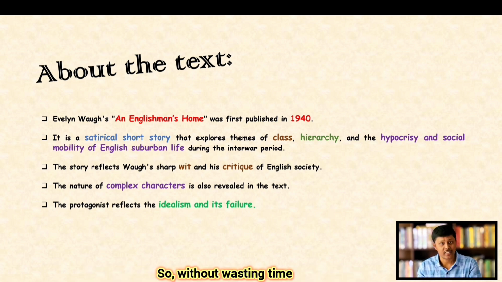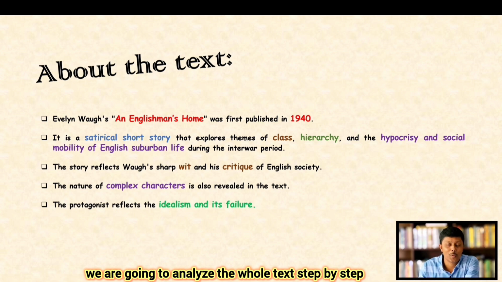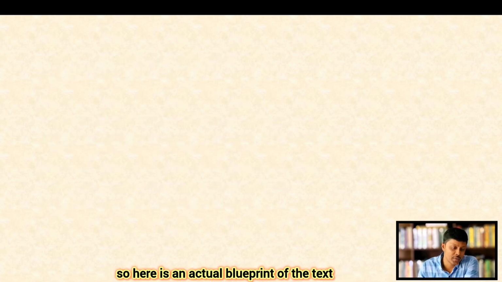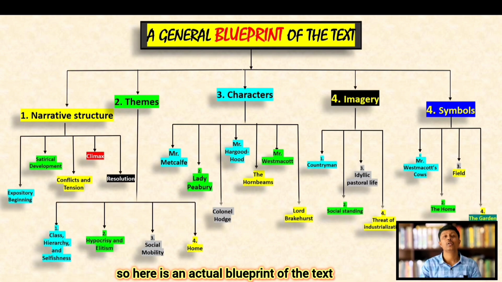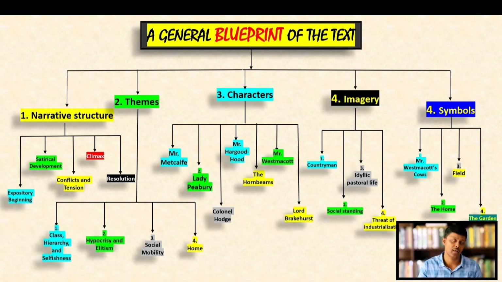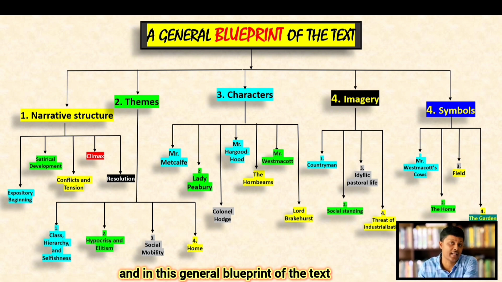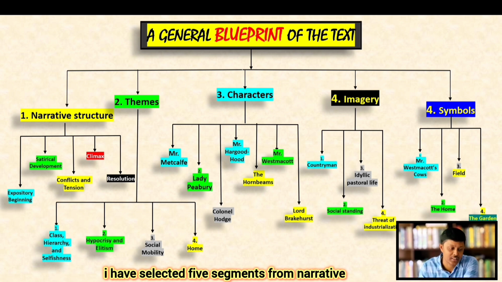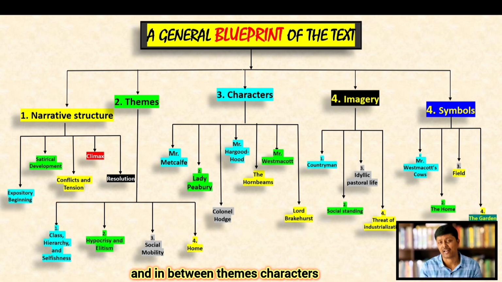So, without wasting time, we are going to analyze the whole text step by step. So here is an actual blueprint of the text. Almost everything you can get here. And in this general blueprint of the text, I have selected five segments from narrative structure to the symbols and, in between, themes, characters, and imagery. So these are the factors we are going to deal with in this video.